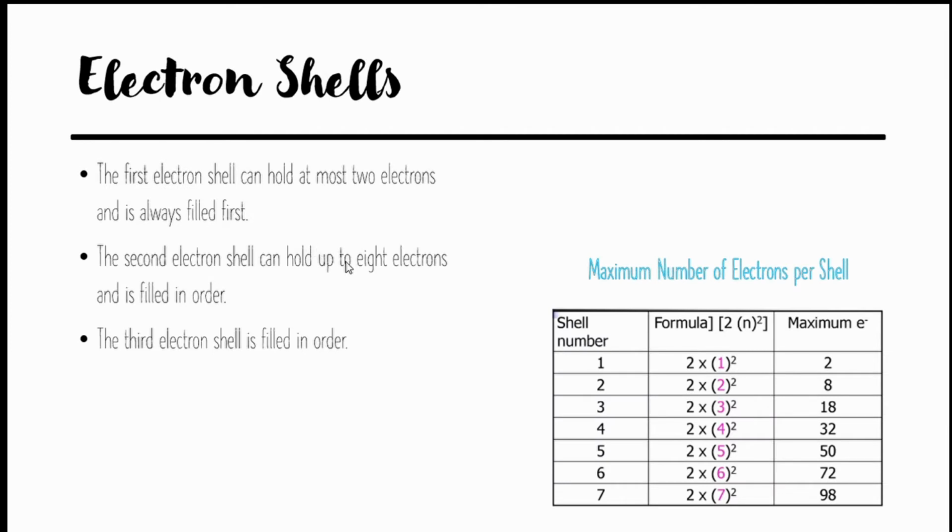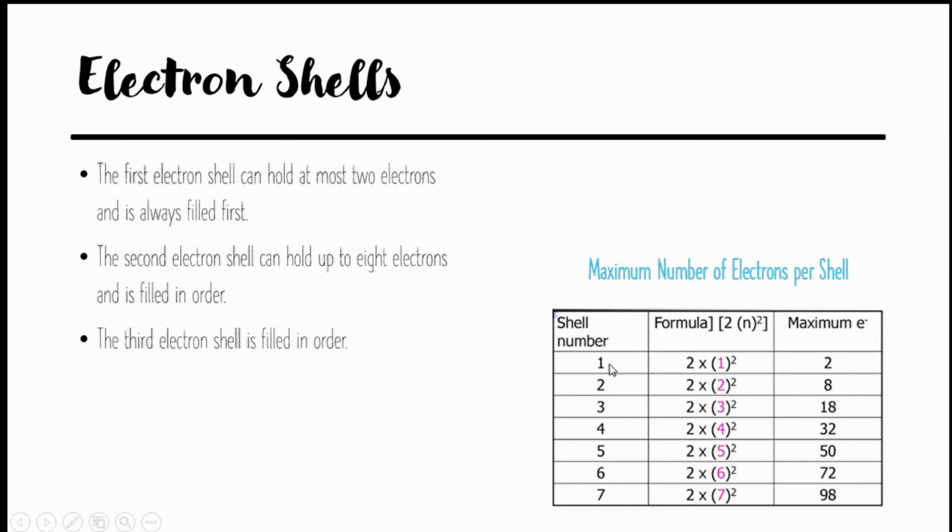The characteristics of electron shells. The first electron shell can hold at most 2 electrons and is always filled first. The second electron shell can hold up to 8 electrons and is filled in order. The third electron shell is filled in order. If you want to know the maximum number of electrons per shell, take a look at this.